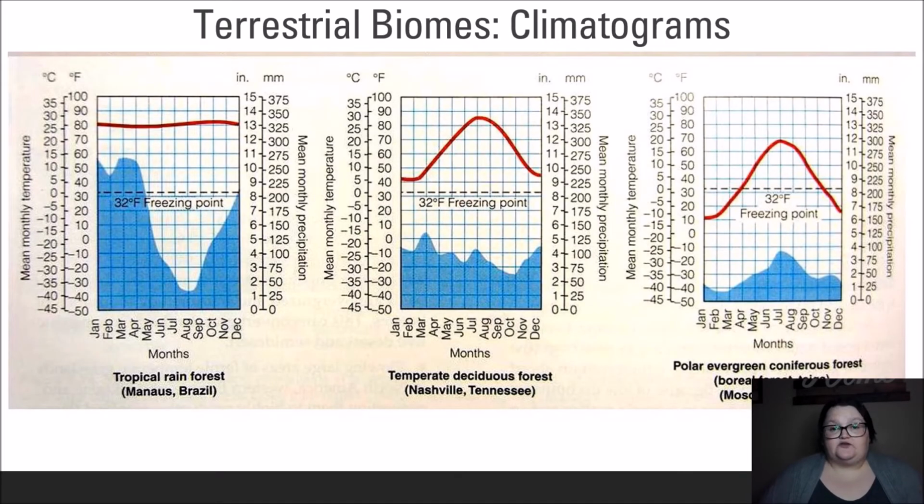Another way of understanding terrestrial biomes is by looking at what are called climatograms. These graphs are used to visualize the relationship between precipitation and temperature across a year's time in a particular biome.